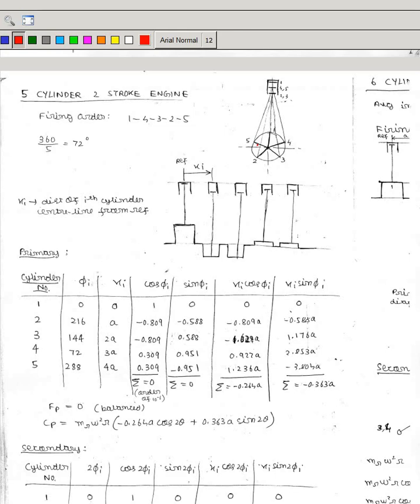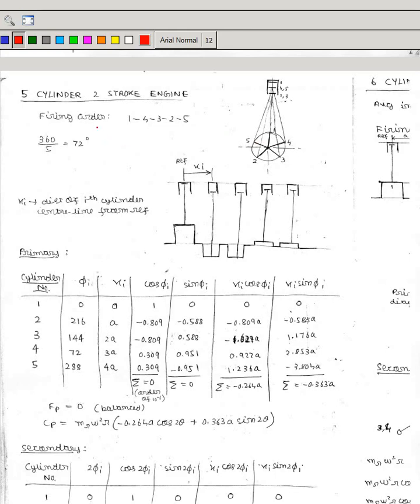So these are the angular intervals, and always remember the angular intervals are computed based on the firing order. So first 1, then 4, then 3, then 2, then 5. So after 1, 4 is fired, then 3 is fired, then 2 is fired, then 5 is fired. In any direction you can show. You can show it in this direction or in this direction. For the sake of analysis, it would be the same.